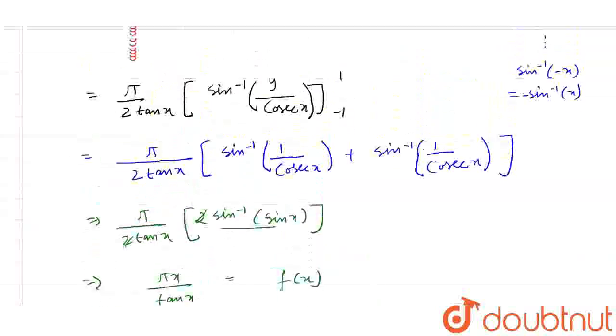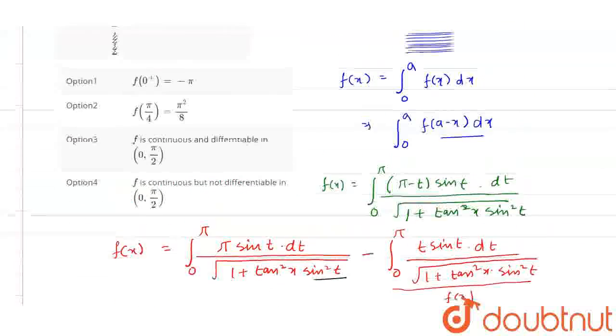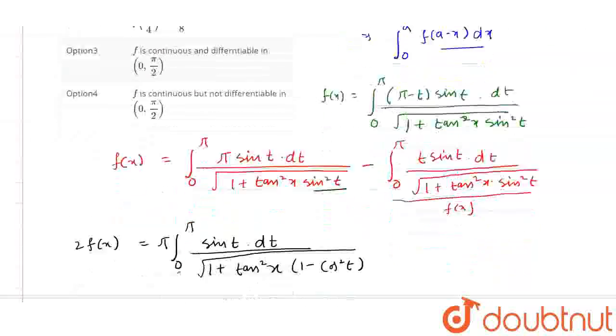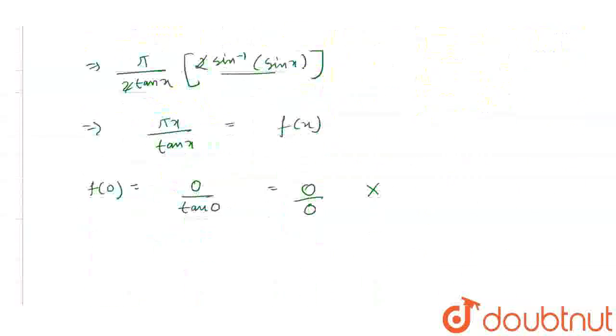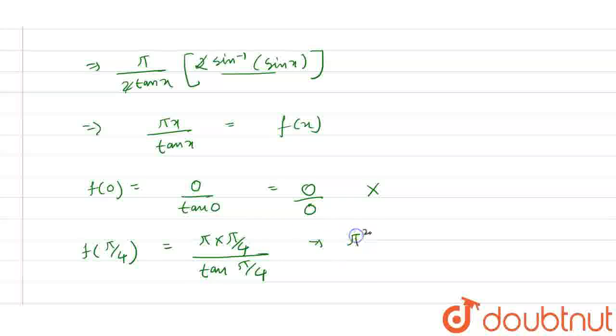Now as for the second one, that is f(pi by 4) is equal to pi square by 8. If we put the value of x is equal to pi by 4, we get pi into pi by 4 upon tan pi by 4. This is equal to pi square by 4. So this option is also incorrect.